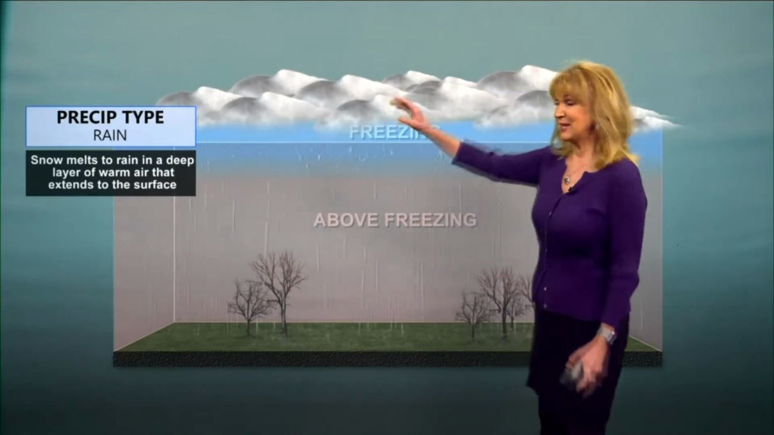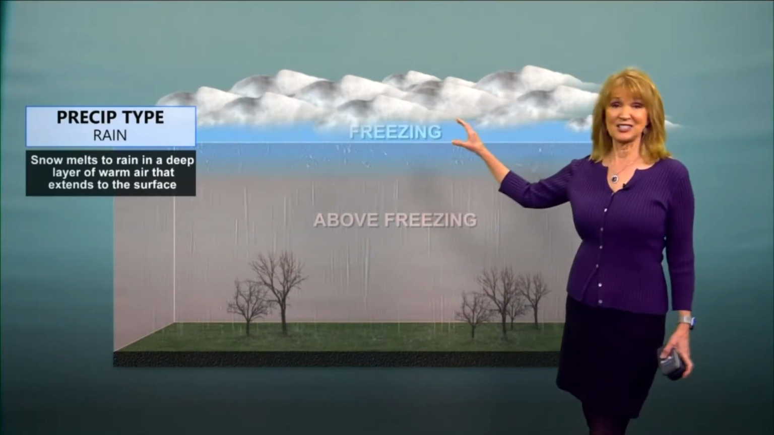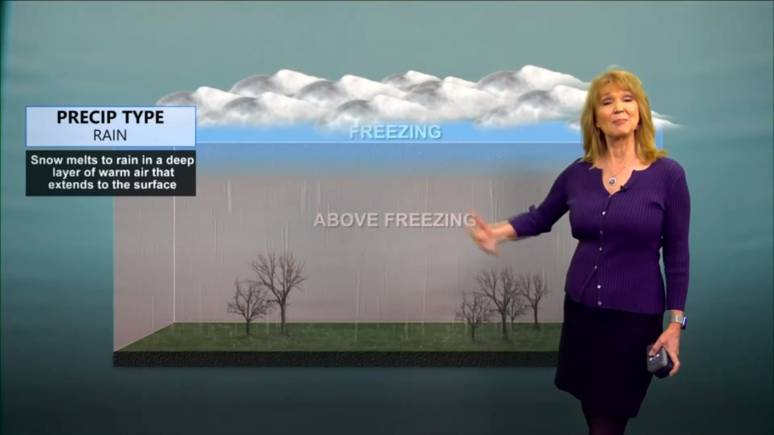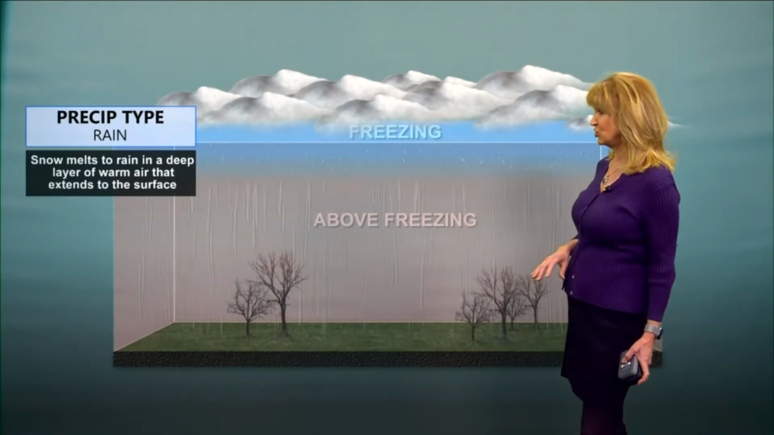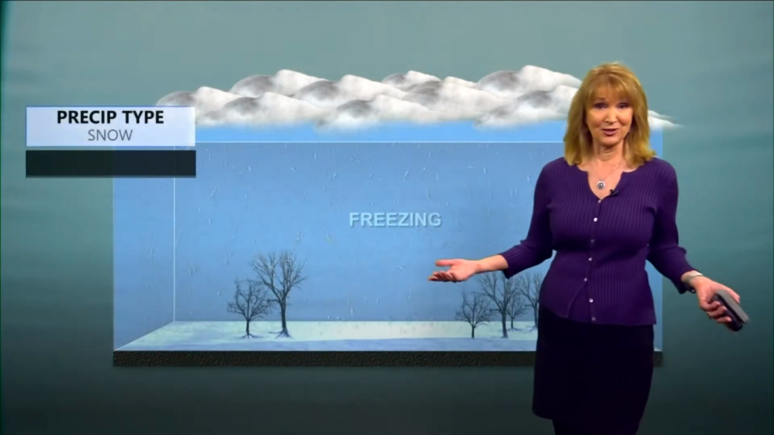In the wintertime, way up here in these clouds, it is snowing. But if the temperature is above freezing as that snow falls, it melts and it falls as just plain rain. We all know what that looks like.